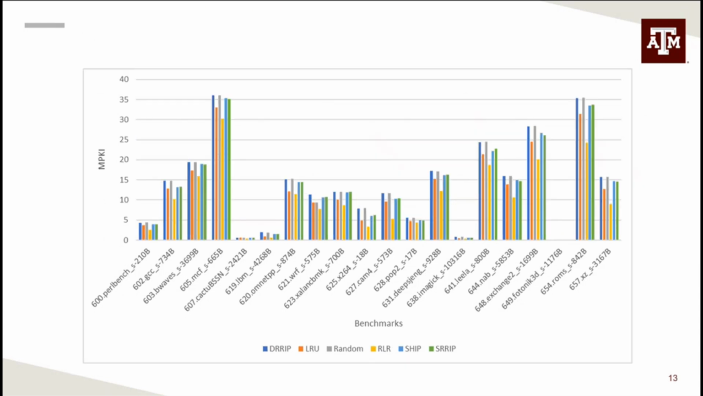Now let's see our MPKI graph. So again, starting with Perlbench, we see high MPKIs. DRRIP at 4.248, but random is worst at 4.548. RLR and SHiP perform better at 3.919 and 3.918, showing their ability to reduce misses in this demanding workload.